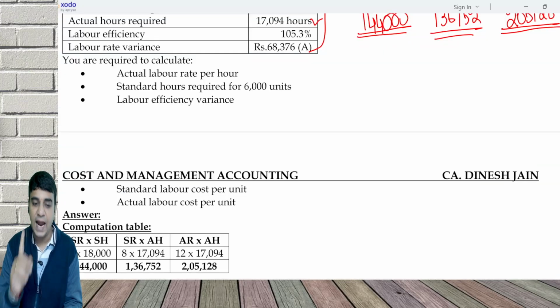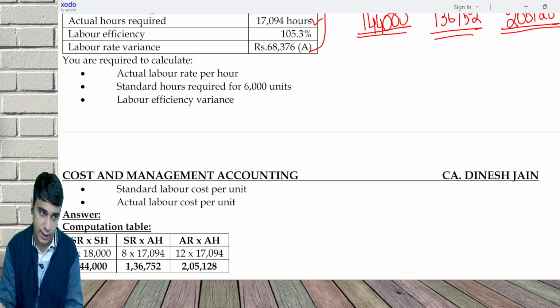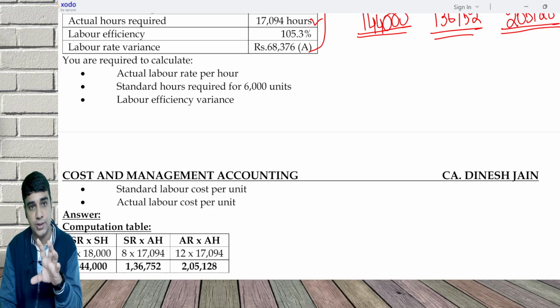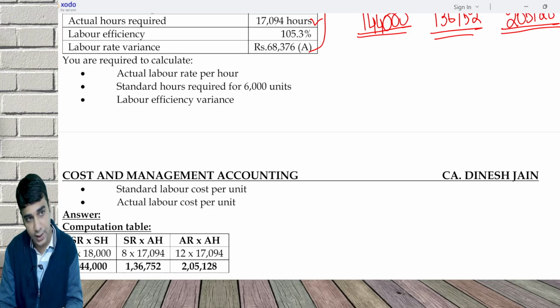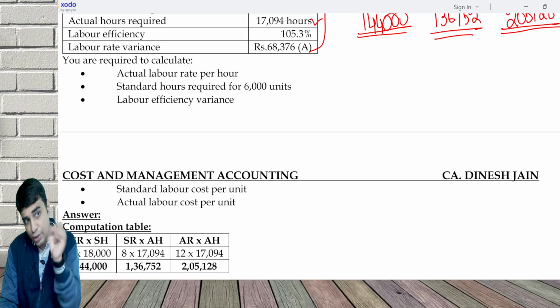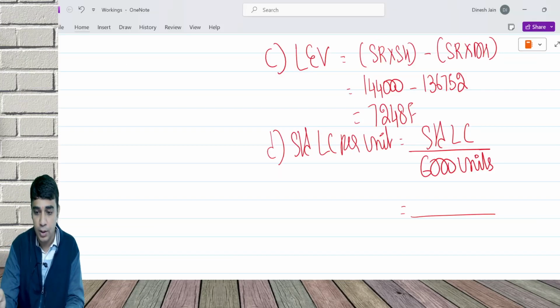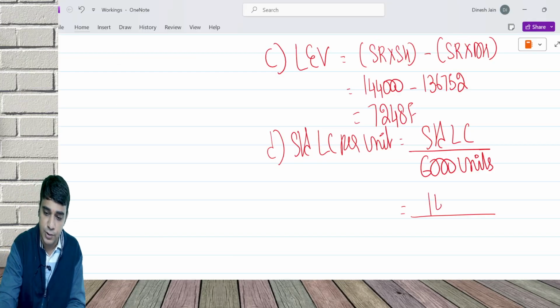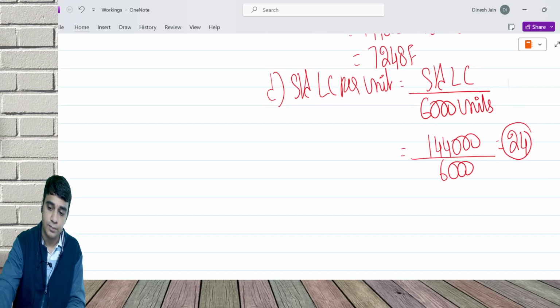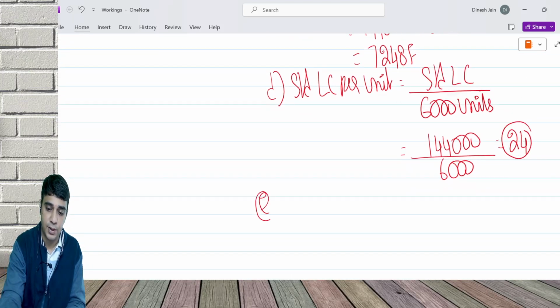Listen. Your standard labor cost is also for 6,000 units only. Actual is also for 6,000. Some question will say budgeted is 8,000 units. You cannot divide standard cost by 8,000. It is divided by actual output, and actual cost is also divided by actual output, because your standard cost is computed for the actual output. Standard labor cost was 1,44,000 divided by 6,000, how much? 24. Actual labor cost per unit.